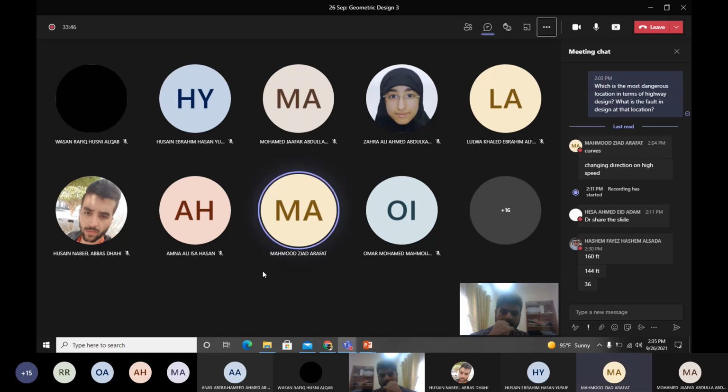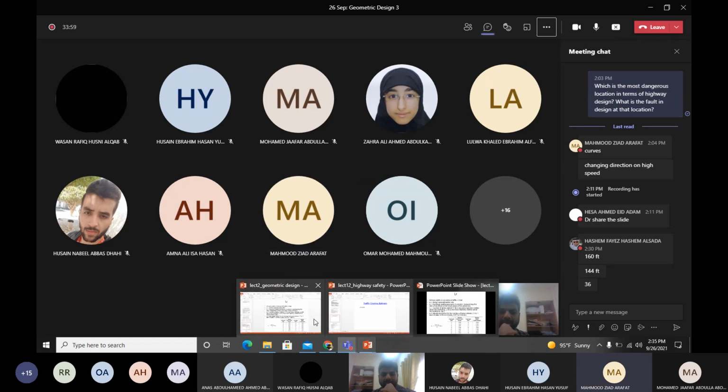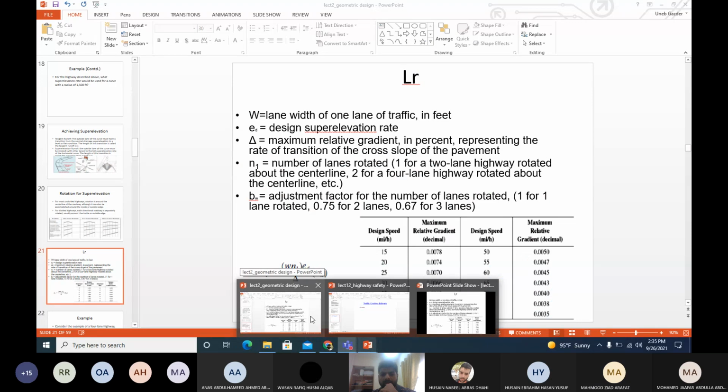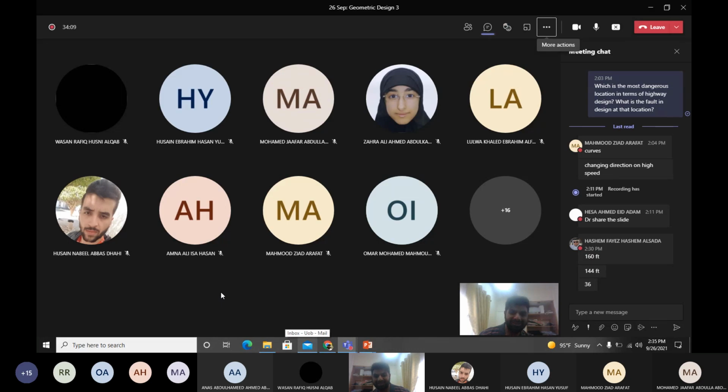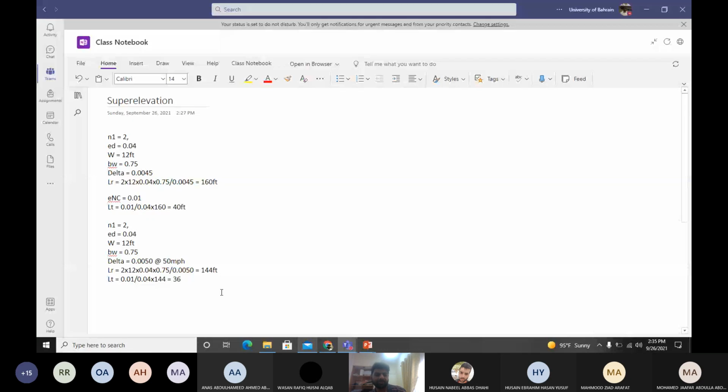Doctor, the problem is that this example is so straightforward. Do you have anything maybe more complicated? Search the book. What can I say? This is not over, okay? The topic is not over. Don't worry. We have another example with something else, including super elevation. It will be 36 feet.